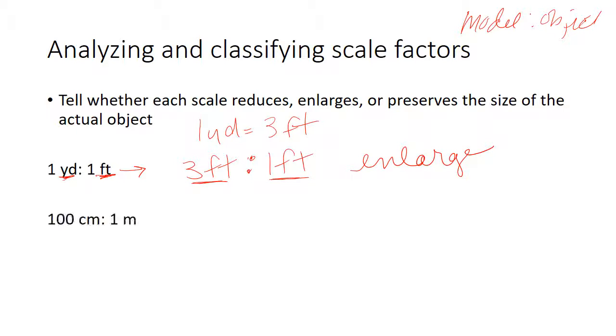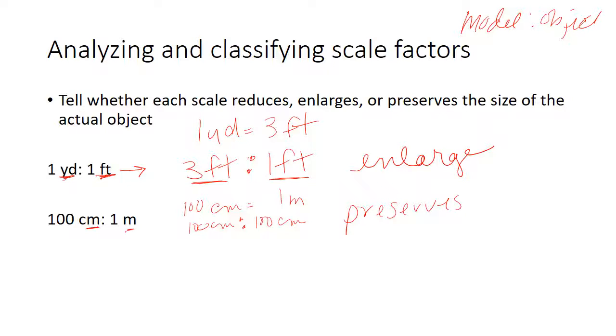All right, let's try another one. We have 100 centimeters to 1 meter. So let's figure out how those are related. 100 centimeters is equal to 1 meter. So we could say that this is 100 centimeters to 100 centimeters. So it looks like the model is small and the actual is big, and so it would be a reduction. But what we actually find out when we do the conversion is that they are equal. So this isn't a reduction at all. It preserves the size. So this would be a 1-to-1 ratio. So if you were getting a life-size model of something.